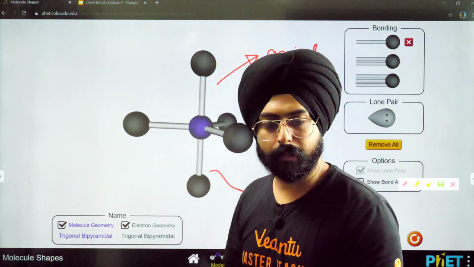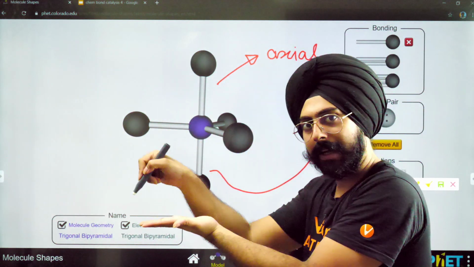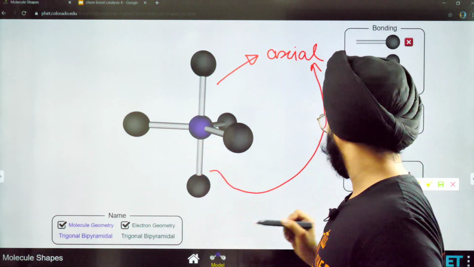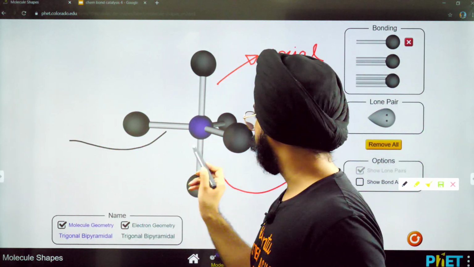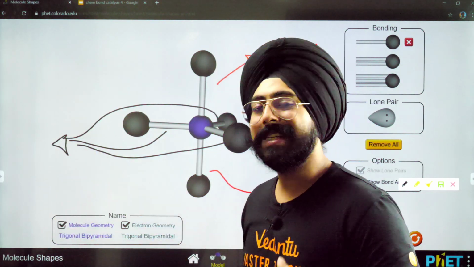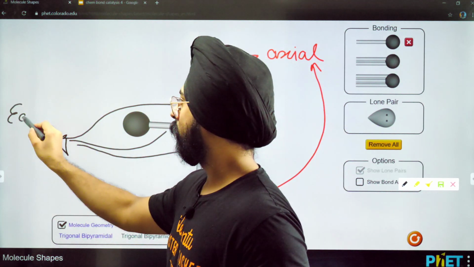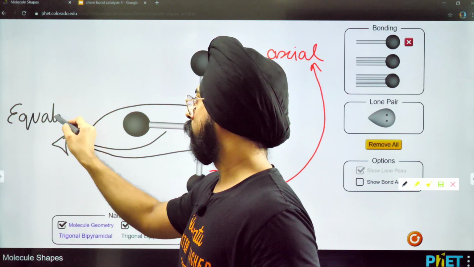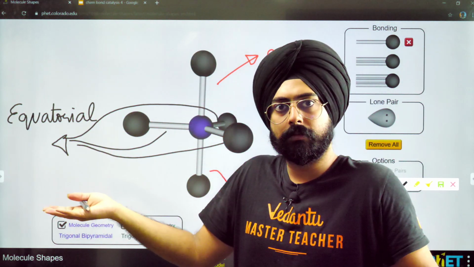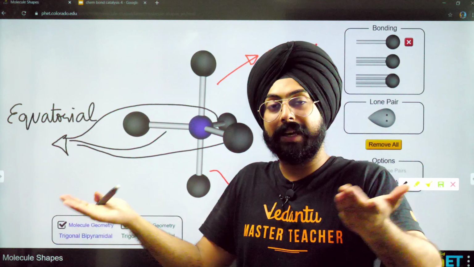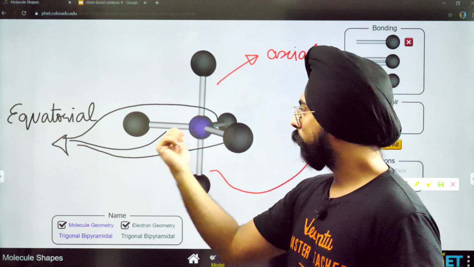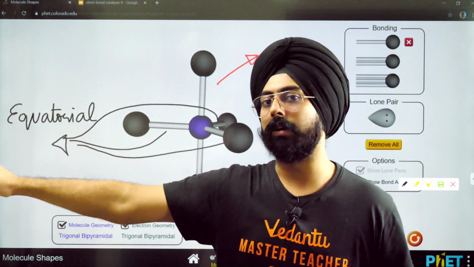And the ones on the base of the trigonal, okay, the trigonal base that you have, those bonds are known as equatorial bonds. Okay, so these three bonds, I'll mark them with the black color. This bond, and this bond, these are known as your equatorial bonds. Why equatorial? Because they exist on the center. Equator is an imaginary line that cuts the earth from the center, yeah? So equator is something that exists on the center. Equatorial bonds exist at the center.